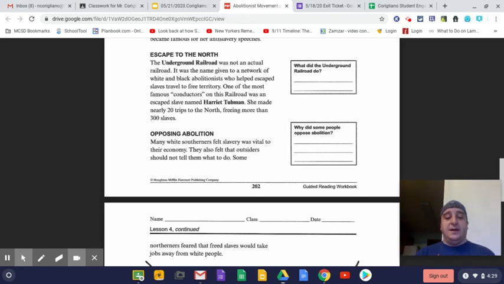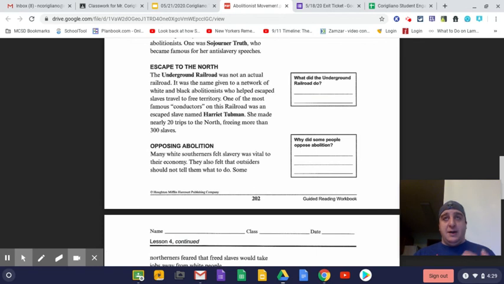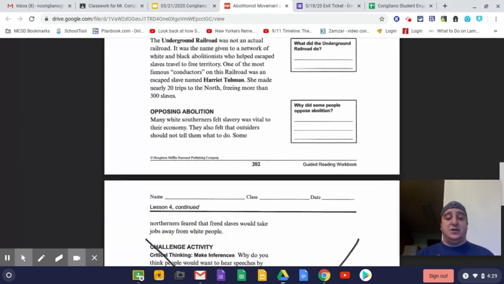Another answer that was acceptable would have been the next sentence that says Northerners feared that freed slaves would take jobs away from white people. Now, it is a misconception, a thought that most people have, that isn't actually true, that all Northerners supported abolition. That's not actually the case.